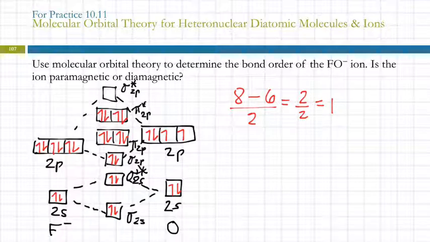Should this ion exist? Yeah, it should. Because when it comes together, the fluoride and the oxygen, that will lower the energy. Is this diamagnetic or paramagnetic? Diamagnetic. Because all of the electrons come in pairs, in twos. They all come in twos. Diamagnetic. Any questions?